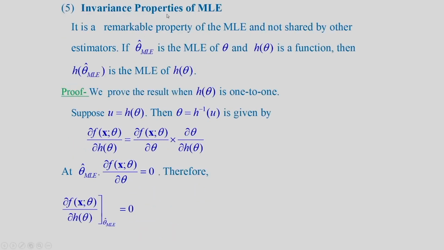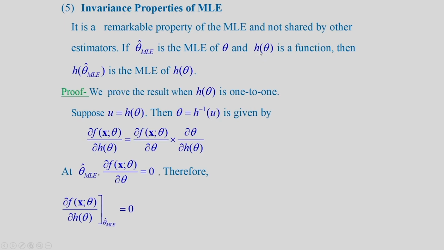Next property is the invariance property of MLE. It is a remarkable property of the MLE and not shared by other estimators. So, if theta hat MLE is the MLE of theta and h of theta is a function, then h of theta hat MLE is the MLE of h of theta. So, here suppose theta hat MLE is the MLE of theta. Now, h of theta is another function, and for this the maximum likelihood estimator will be h of theta hat MLE. So, that is the invariance.